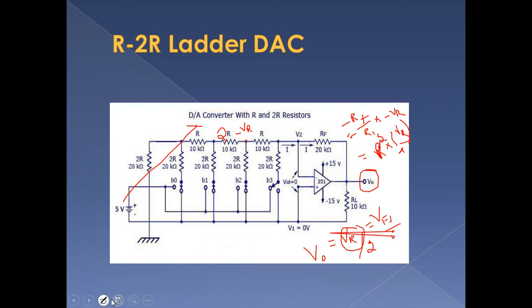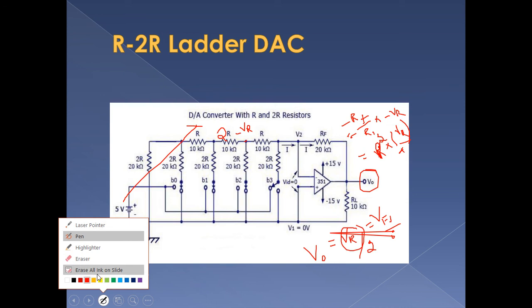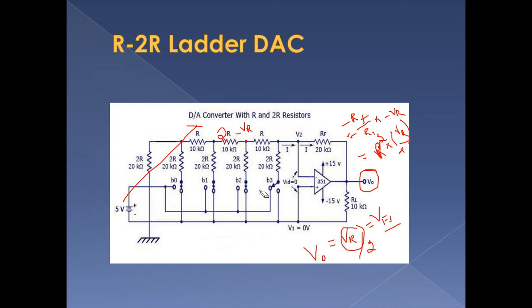So this is about the R-2R ladder DAC. We have derived the output voltage, and we will see in the next class about analog to digital converters, the different types of analog to digital converter. Thank you.